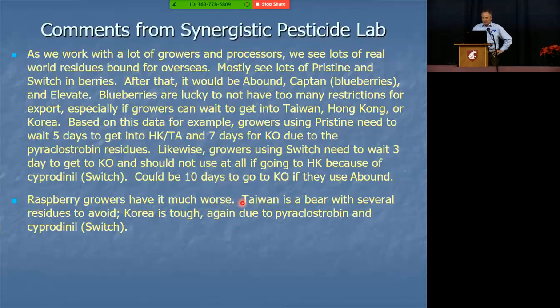Raspberry growers have it much worse. Taiwan has several residue issues. Korea is tough, again, on pyraclostrobin and cyprodinil. I will tell you that raspberries do have a bigger challenge. The MRLs are much less favorable.